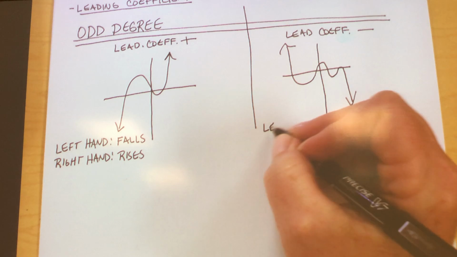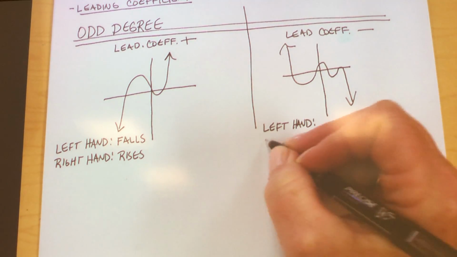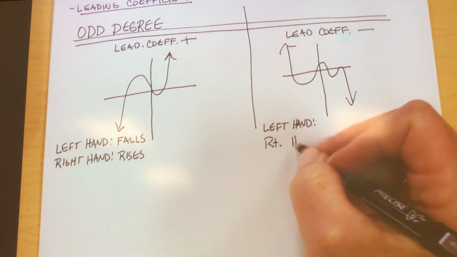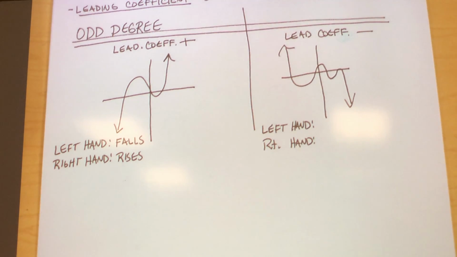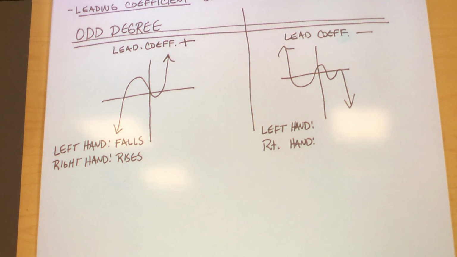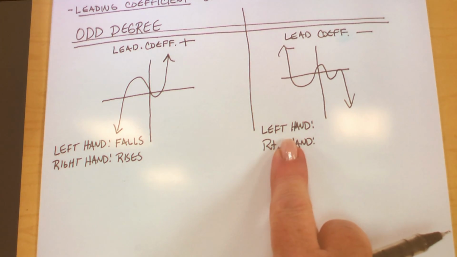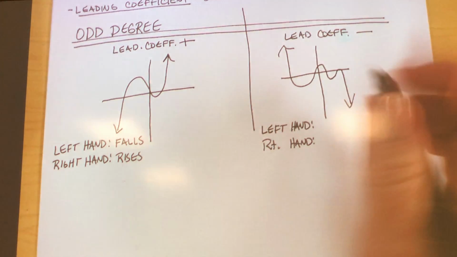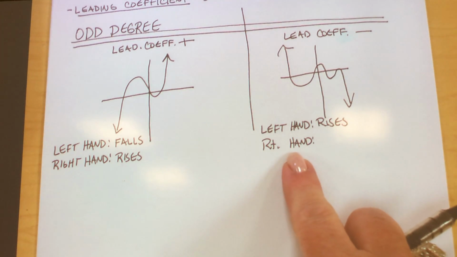We're gonna do left hand and we're gonna do right hand. Okay? Left hand and right hand. You gotta know your left from your right, people, alright? So on the left hand behavior, what does he do? Rise. And right hand behavior? Falls.